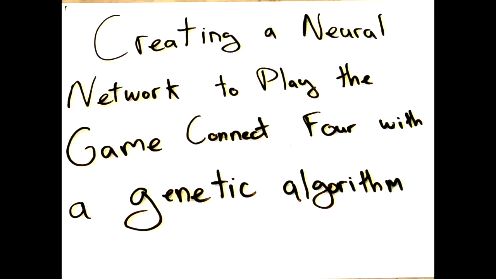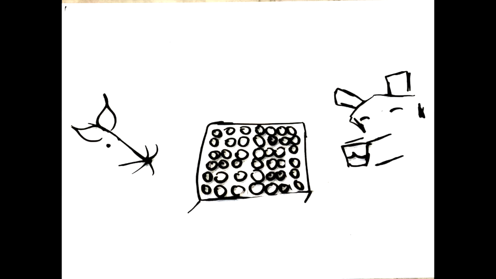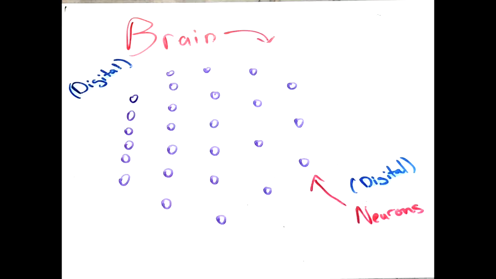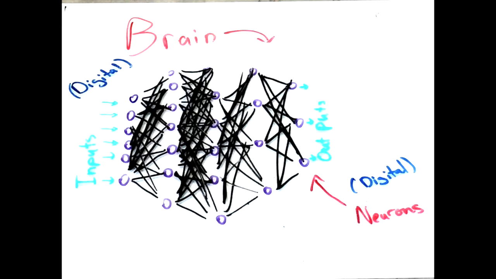Creating a neural network to play the game Connect 4 with a genetic algorithm. In Connect 4, players take turns dropping pieces into a vertical board. The first to get 4 in a row wins. A neural network is a type of AI modeled after an organic brain, which consists of interconnected neurons.